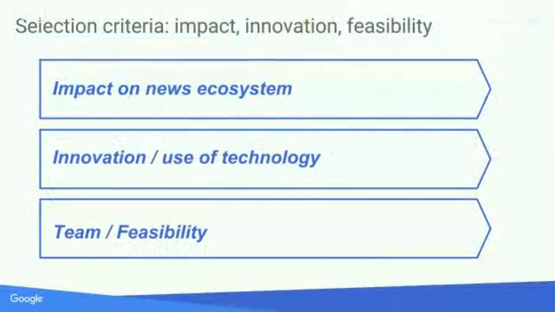So what is the impact? And that is really important. How do we assess the application? We are looking at 3 main criteria. First, the impact on the news ecosystem. Second, innovation and use of technology. And then the team and feasibility.